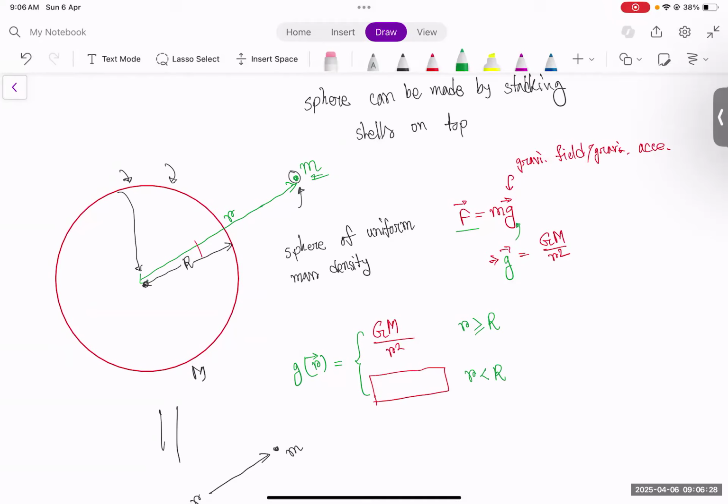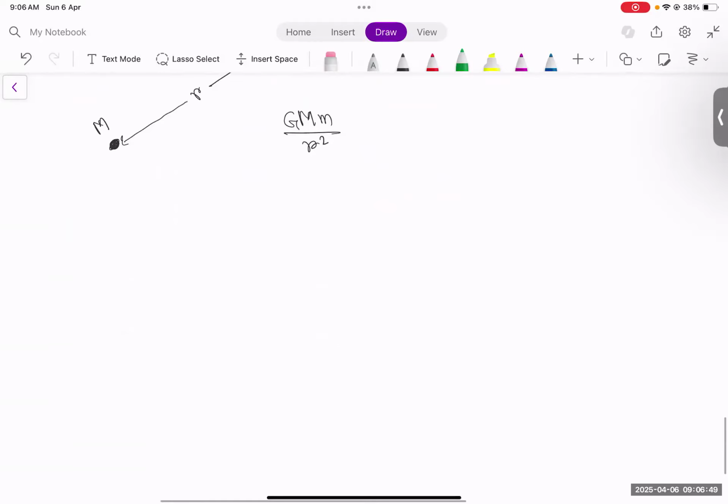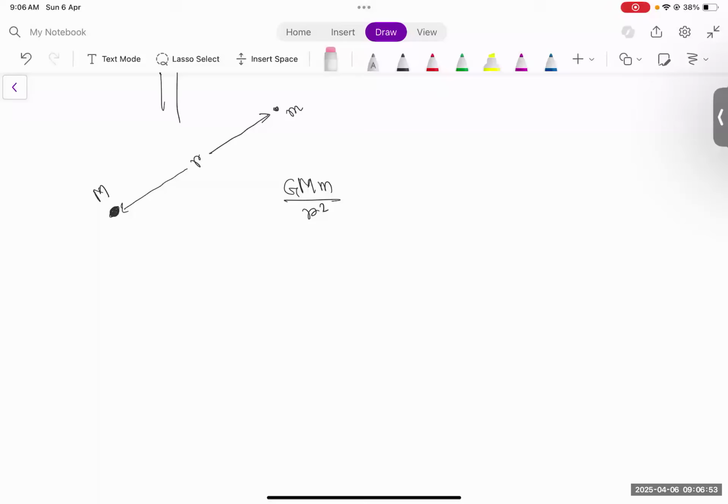As you can see, the difference between gravitational field and gravitational force is just one mass. So they behave exactly the same way. The way force adds, gravitational field also adds that way, meaning the superposition principle, and so on. Okay, now we go to the second case.